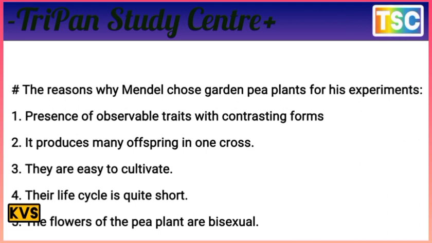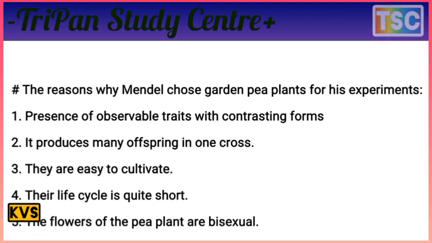Second, it produces many offspring in one cross. Third, they are easy to cultivate and their life cycle is quite short. The flowers of pea plants are bisexual. This is important.